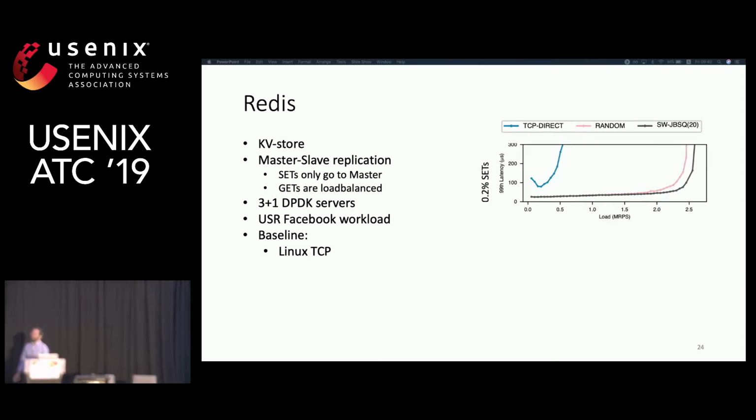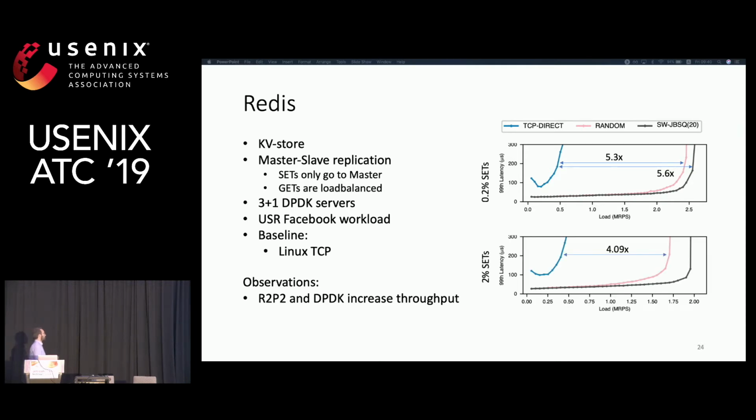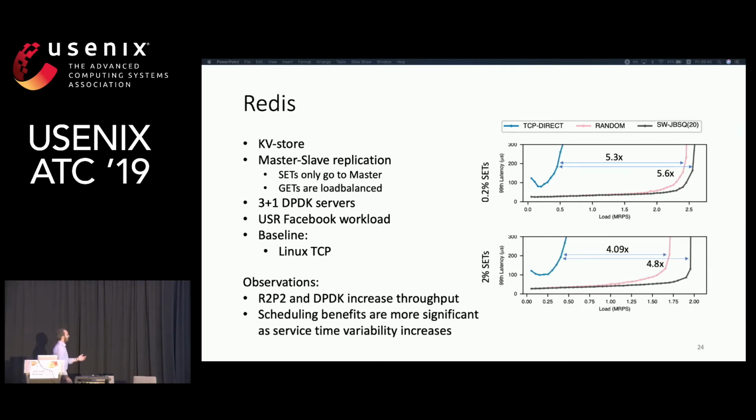So the first observation we make here is that even with the random policy, R2P2, because of the DPDK-based implementation and the linear transfer protocol, achieves 5.3 times better throughput. And we also have some benefits because of scheduling when we deploy the JBSQ policy. Then we increase the percentage of writes from 0.2 to 2%. And we see that the benefits because of scheduling become more significant. And this is because by increasing the percentage of writes, we increase the service time variability that our servers have.